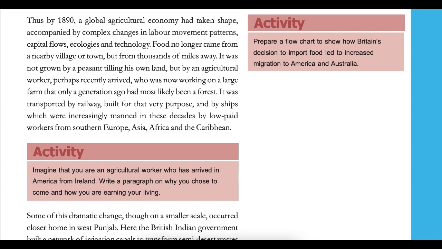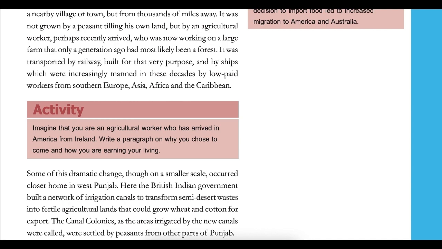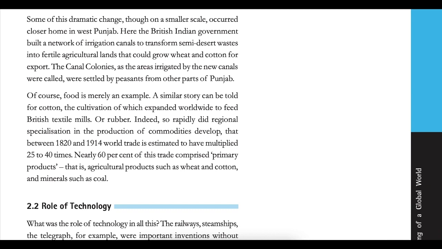It was transported by railway, built for that very purpose, and by ships, which were increasingly manned in these decades by low-paid workers from southern Europe, Asia, Africa, and the Caribbean. Some of this dramatic change, though on a smaller scale, occurred closer home in West Punjab. Here, the British Indian government built a network of irrigation canals to transform semi-desert wastes into fertile agricultural lands that could grow wheat and cotton for export.